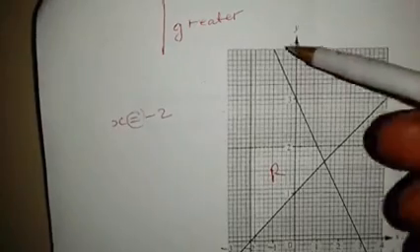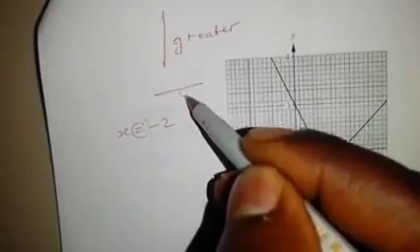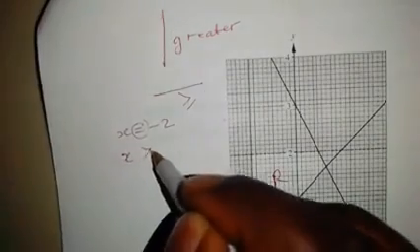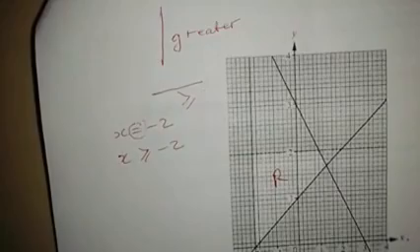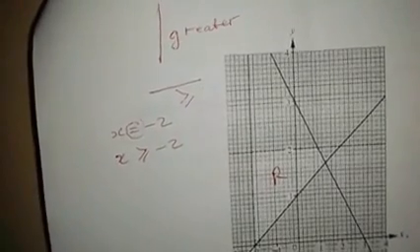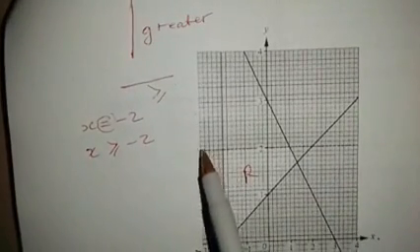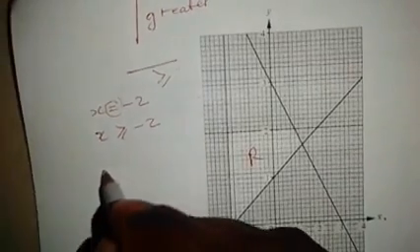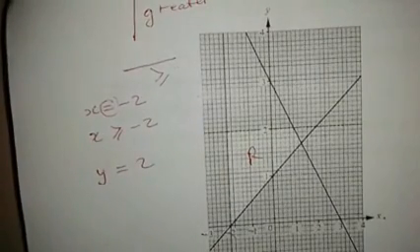But our line is solid. For solid lines, we use greater than or equal to. So I'm going to write x is greater than or equal to -2. Right, then we move on to the next line. The next line is passing through y is equals to 2. So I'm going to write y is equals to 2 first.